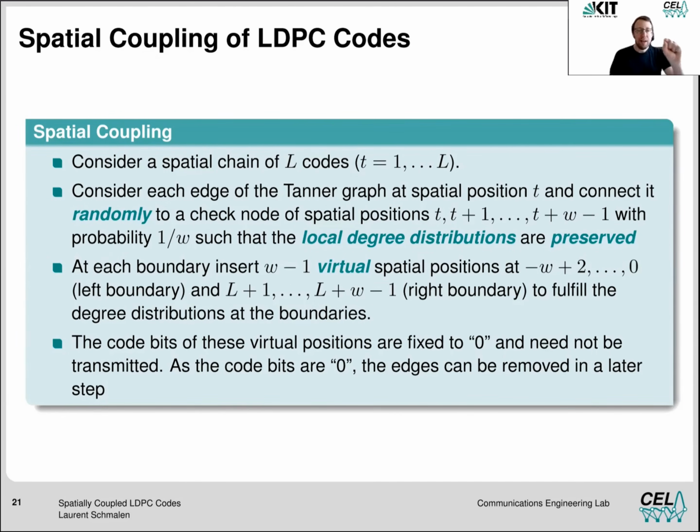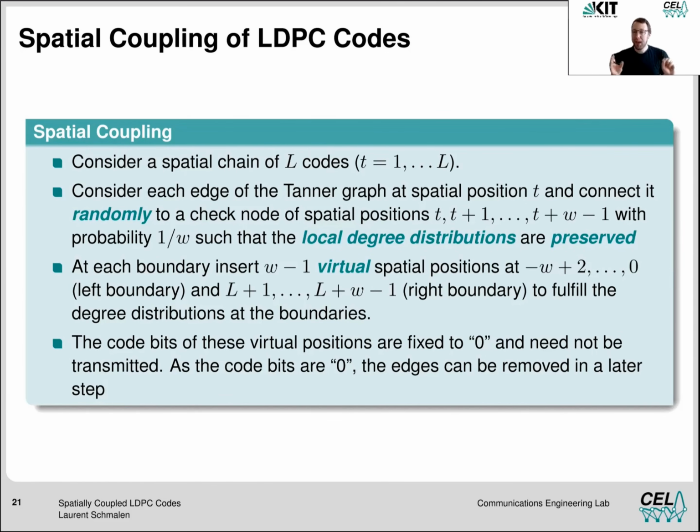We look at each edge of this graph at spatial position t, and then we do a random experiment. We essentially toss a coin, and depending on the outcome of our random experiment, we check if we should connect it to spatial position t, t plus 1, or t plus w minus 1. And we do this with uniform probability, so with probability 1 over w, and we do it such that the degree distribution is preserved. So each variable node has dv connections. Each check node has dc connections.